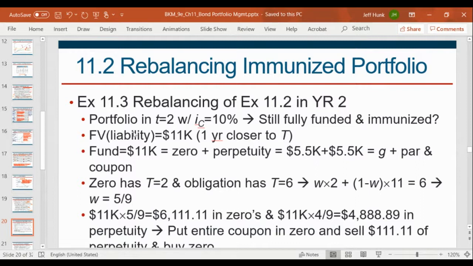This is example 11.3. So, rebalancing of example 11.2 in year two. Now the portfolio in year two, still the same coupon. Is it still fully funded and immunized in year two?